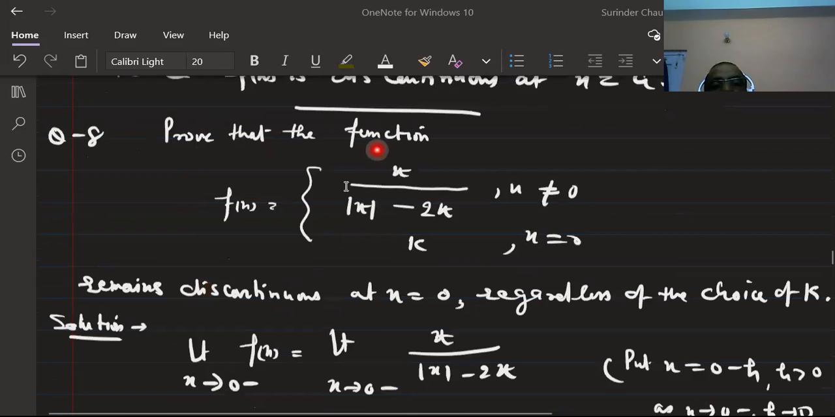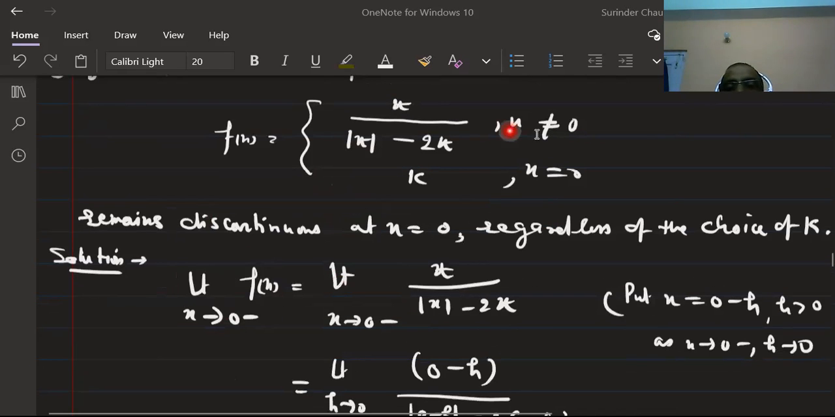Now next we prove that the function f(x) equal to x upon modulus x minus x for x not equal to 0, and k for x equal to 0, remains discontinuous at x equal to 0 regardless of the value of k. This is a quotient of functions f(x) upon g(x), and the modulus function is included here in the domain. So we find the left and right limits.